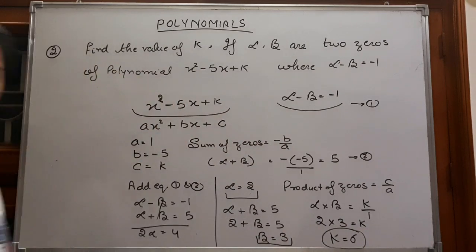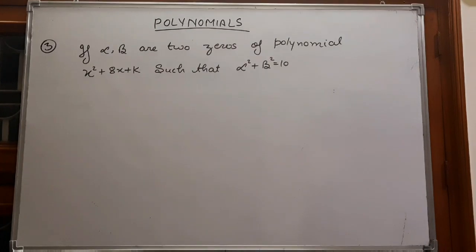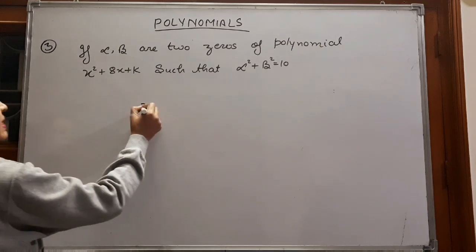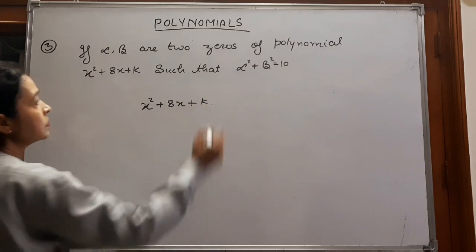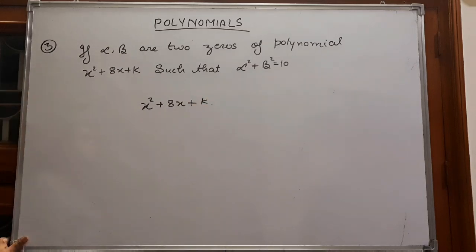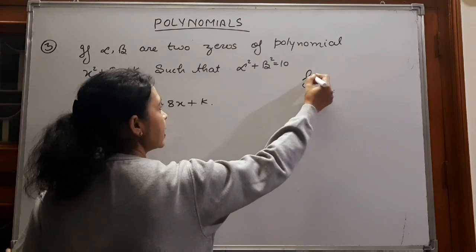This is our answer. Next question: if alpha and beta are two zeros of the polynomial x square plus 8x plus k, such that alpha square plus beta square equals 10, we have to find k.